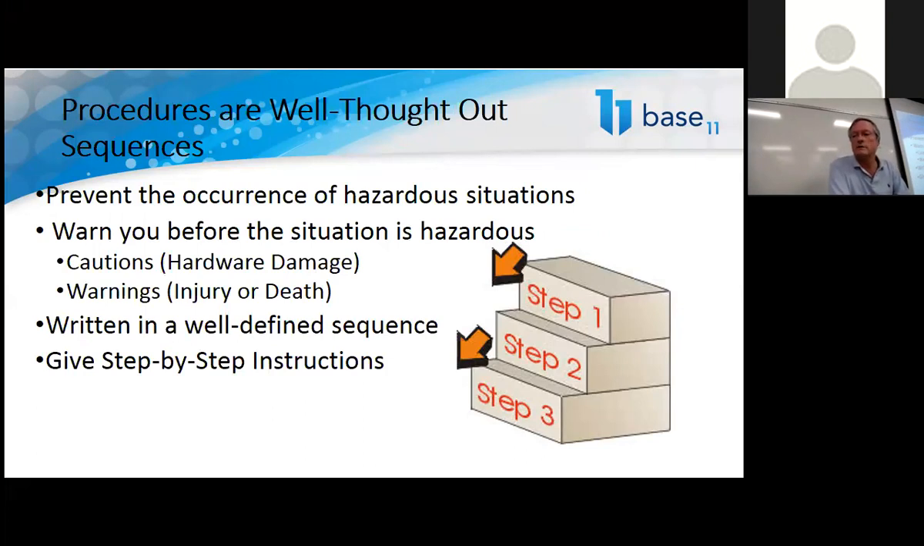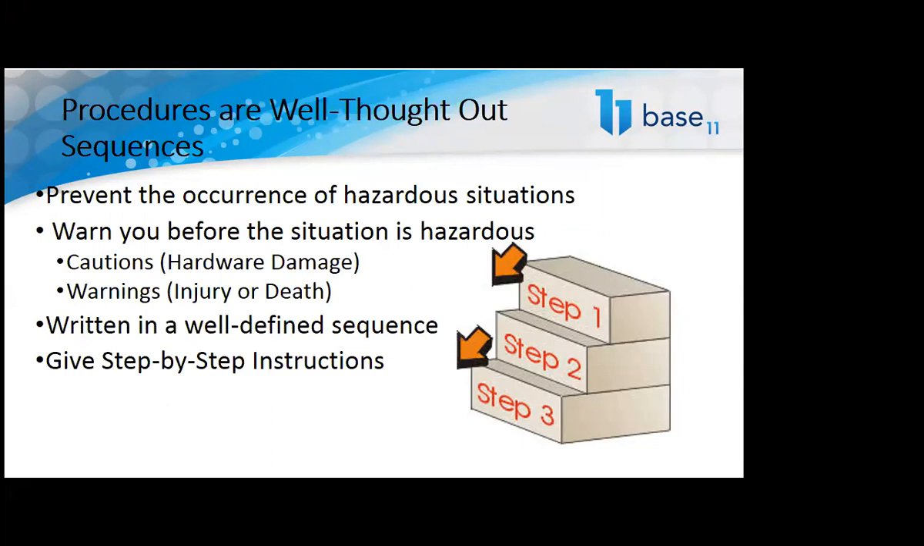Procedures are a well thought out sequence. They help prevent the occurrence of hazardous situations, and they should warn you when you could have potential hardware failure, which would be cautions, and injury or death, which would be a warning. It's written in a well-defined sequence, and it's given in step-by-step instructions. Before we had checklists. Well, with checklists, you can do it almost in any order. But a procedure becomes a specialized version of a checklist, where you have a specific sequence that you have to perform the operations in.